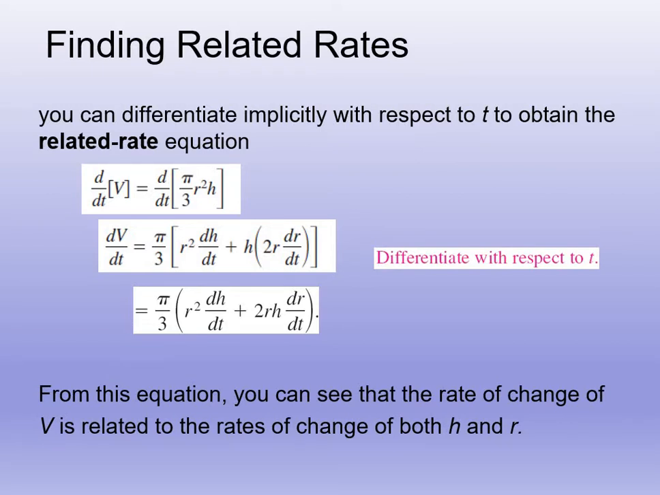So we're going to take r squared times the derivative of h, which is dh/dt, plus h times the derivative of r squared, which is 2r dr/dt. So we have everything as dV/dt, dh/dt, and dr/dt. Those are all rates: the rate of volume with respect to time, the rate of height with respect to time, and the rate of the radius growth with respect to time. So we can rewrite this equation here as the rate of volume growth is pi over 3 times r squared dh/dt plus 2rh dr/dt. So that's just rewriting it.